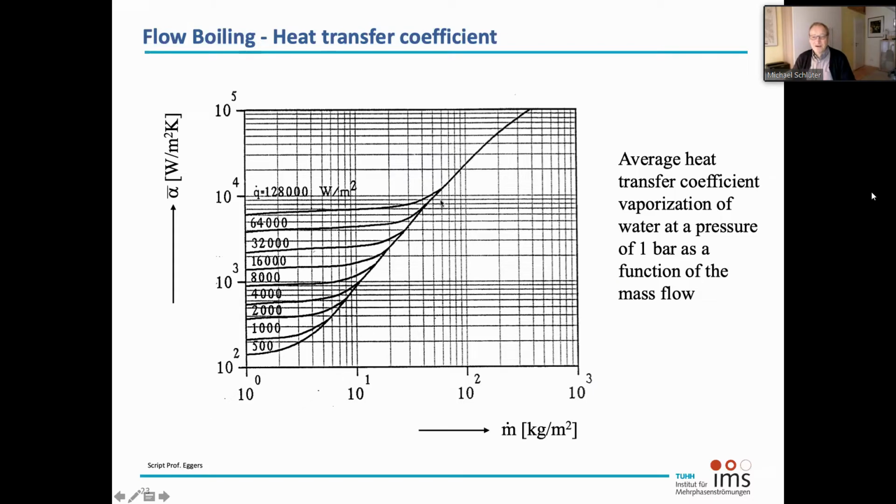You remember our Nusselt correlations where we have the Reynolds number. Nusselt is a constant multiplied by Reynolds to the power of m multiplied by Prandtl to the power of n. So in the Reynolds number, there is already this mass flow rate included, but you see that you can even more strongly increase the heat transfer coefficient by increasing the heat that is transferred, coming into the bubbling regimes.